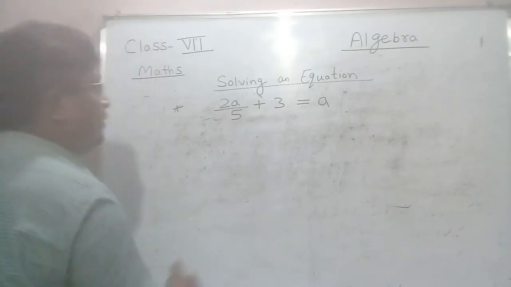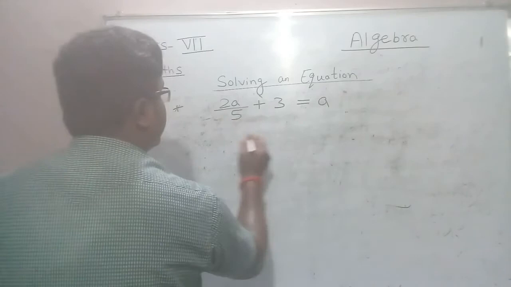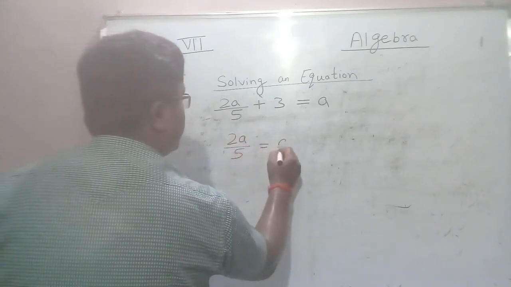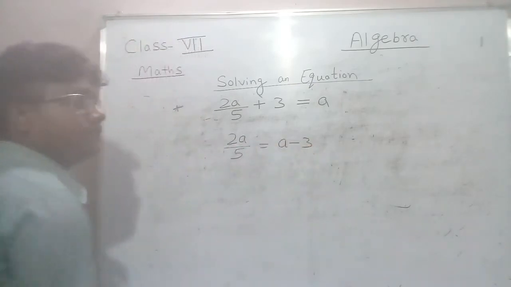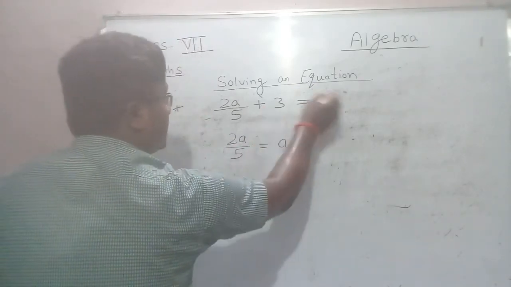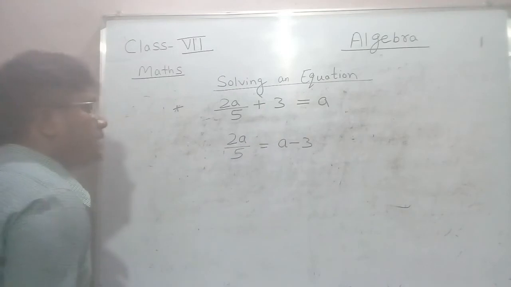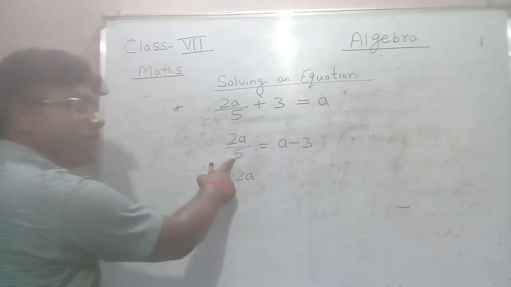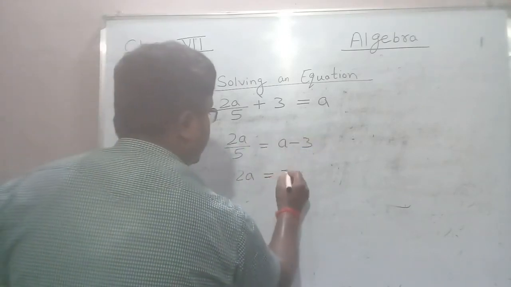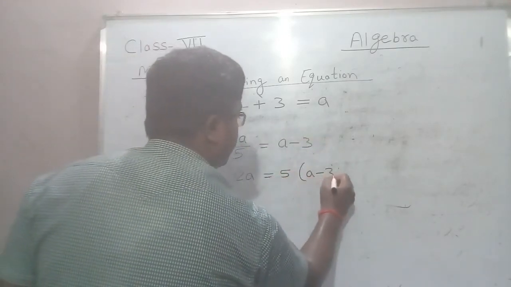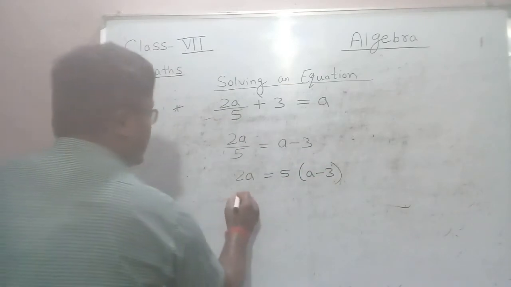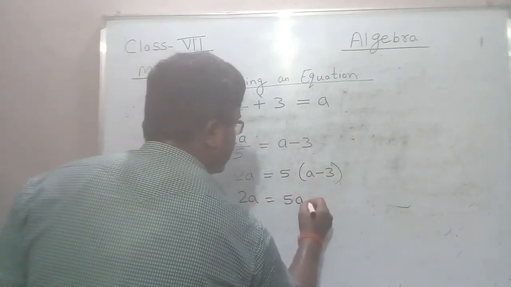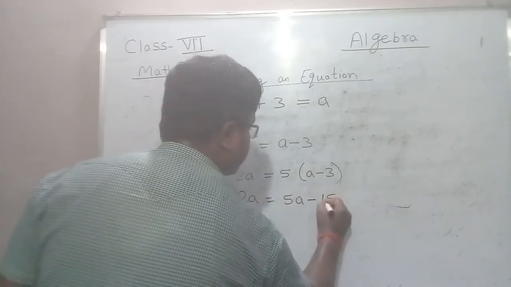So I will first transfer this 3 to the right hand side. So it will be 2a upon 5 is equal to a minus 3. Plus 3 transferred to the right hand side will be minus 3. Now 2a will remain there. 5 is dividing here, transferred to the right hand side, it will multiply with a minus 3. Now let's multiply: 2a is equal to 5a, plus into minus, 5 threes are 15.